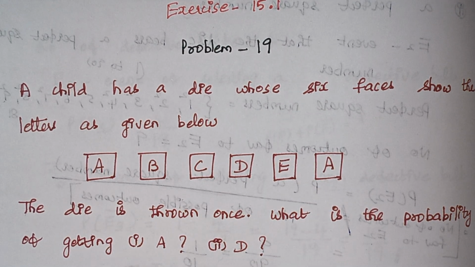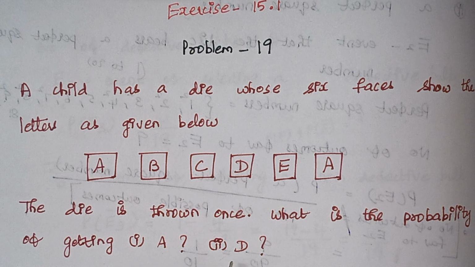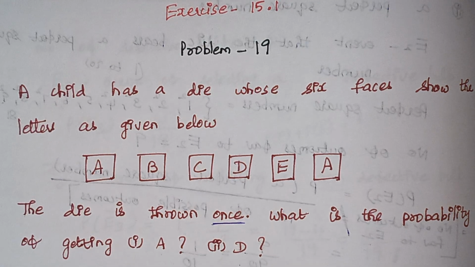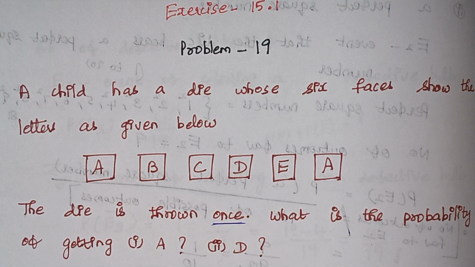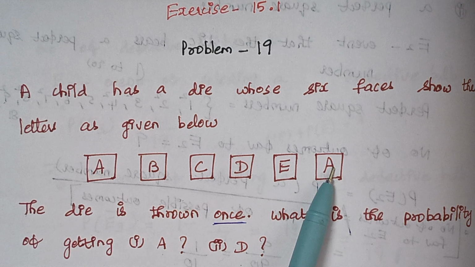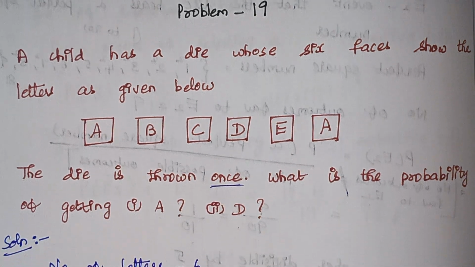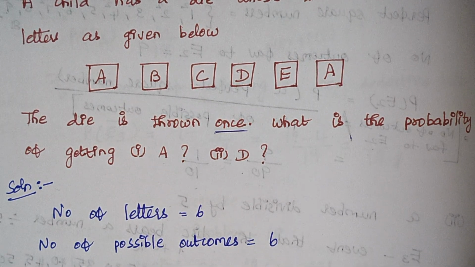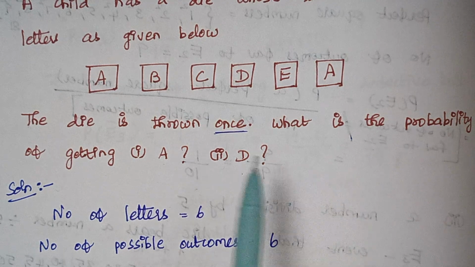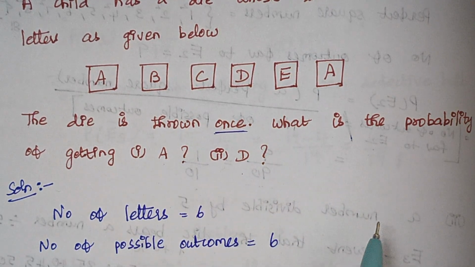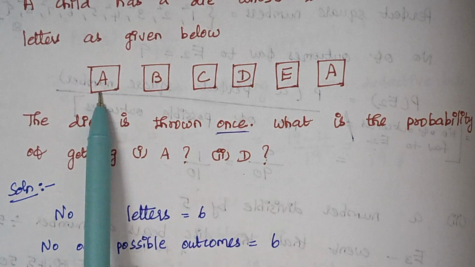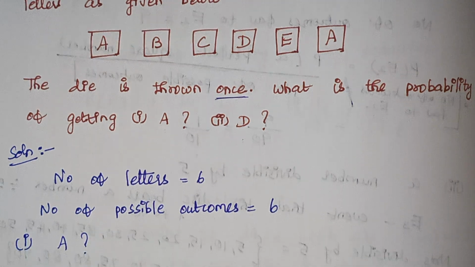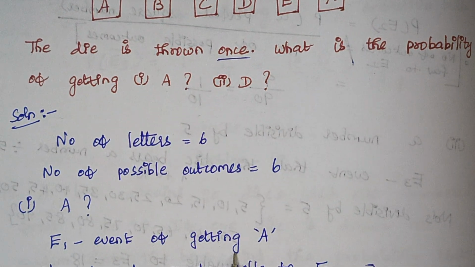Now we are going to find the probability of getting A as well as D. Here a die is thrown only once, okay, this is very important. It is thrown only once. So here, how many letters do we have? We have 6 letters. So the number of letters is 6, which means that the number of possible outcomes is equal to 6. So here the first option is the die shows A. Right. So how many A's do we have? Among these 6 letters we have 2 A's. Okay. 1, 2. So let E1 be the event of getting A.